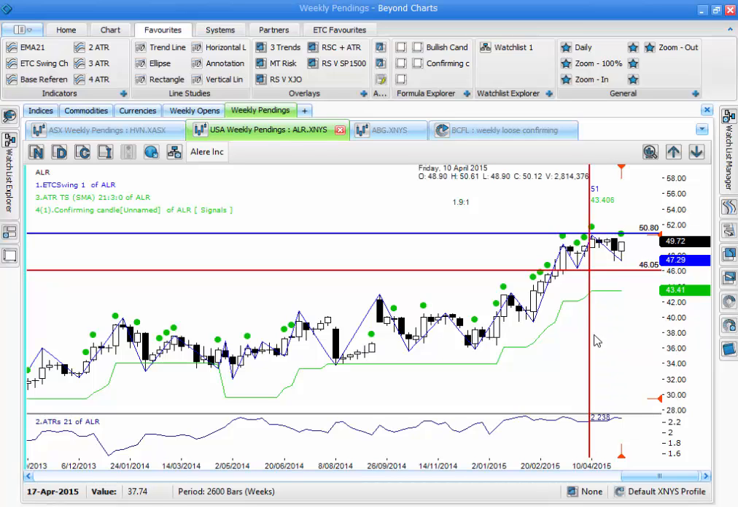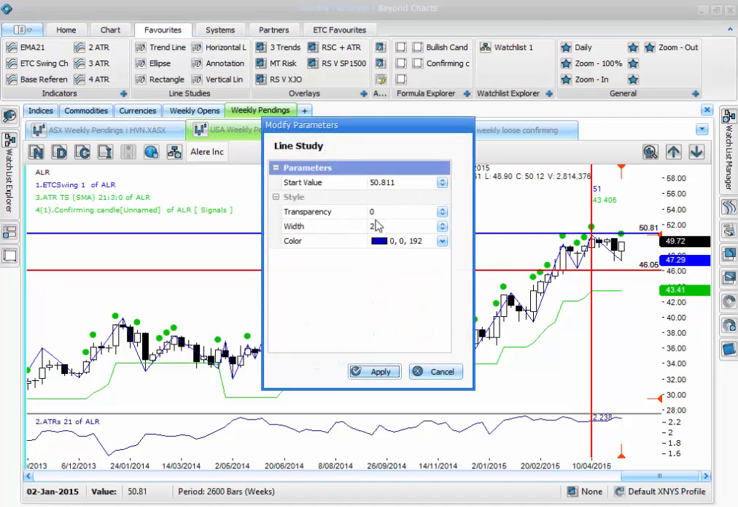I'll just put that back on and make sure that I haven't changed that. The high there is 50.61, so our entry level should be 50.63. So I did change it. So I'm going to move it back.